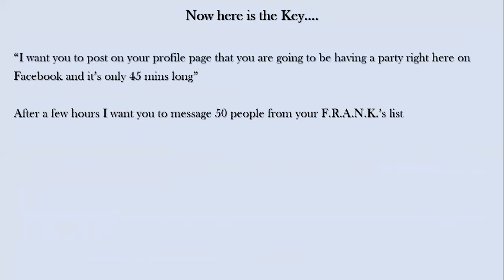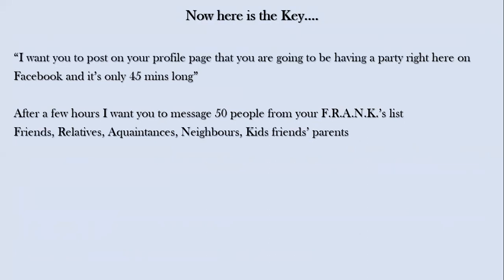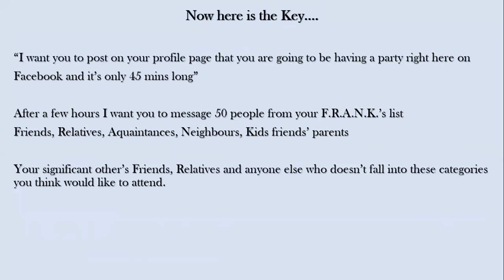After a few hours, I want you to message 50 people from your friends list. That's friends, relatives, acquaintances, neighbours, kids' friends' parents, etc. Your significant others' friends, relatives, and basically anyone else who doesn't fall into these categories but you think might want to attend. Don't worry, I can send you a script or you can make your own.